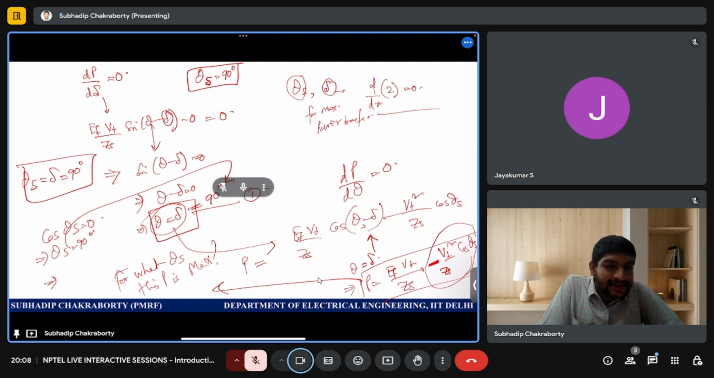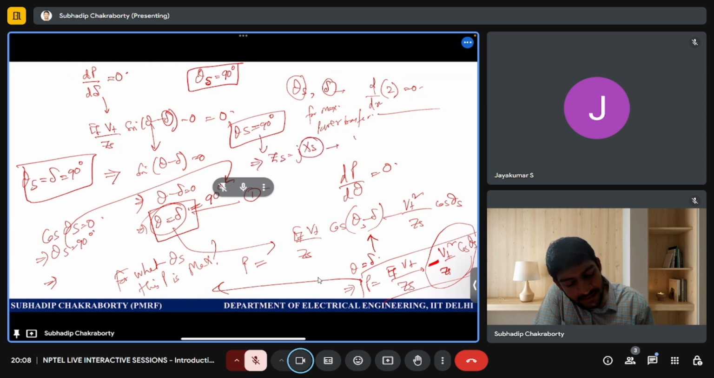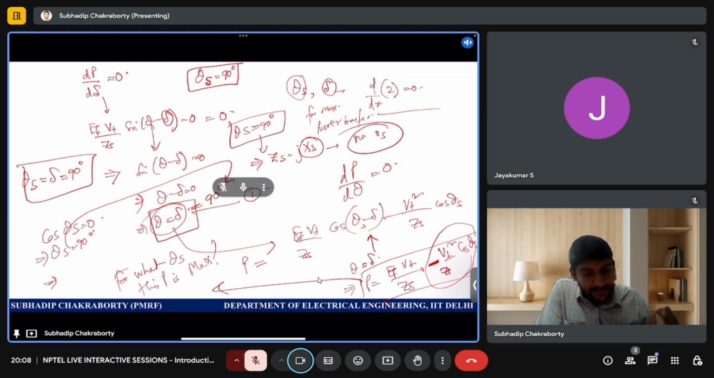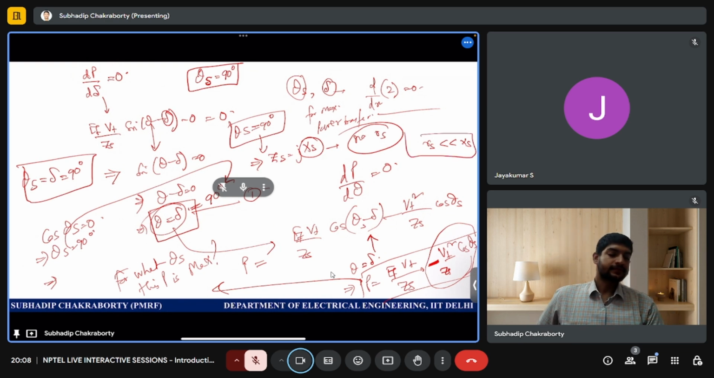What is theta S? Theta S is the angle of synchronous impedance. If theta S is 90 degree, what does it mean? That Zs is purely reactive, no Rs. If it is so, then my power transfer will be maximum. That's why in a synchronous machine, Rs is much less than Xs. Understood, right?